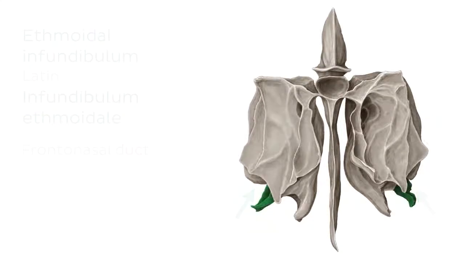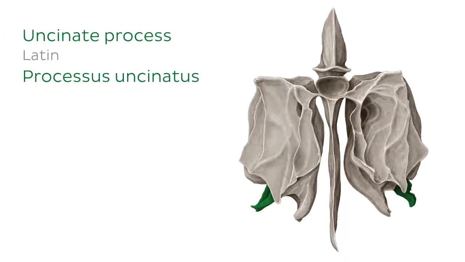Lastly, let's look at this green area, extending posteriorly and inferiorly the lateral masses. This is named the uncinate process. The uncinate process is a small projection of bone that forms a small part of the wall of the maxillary sinus and articulates with the inferior nasal concha.